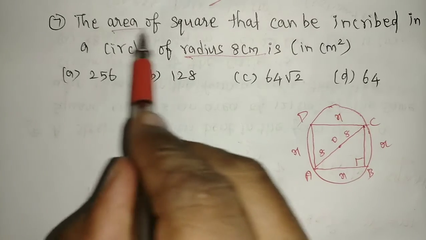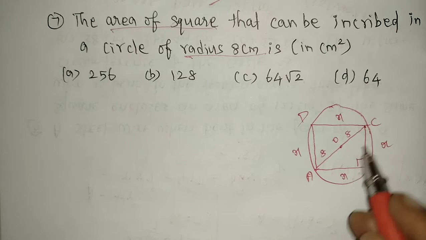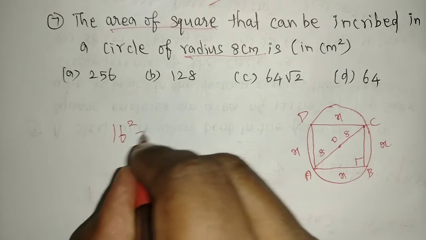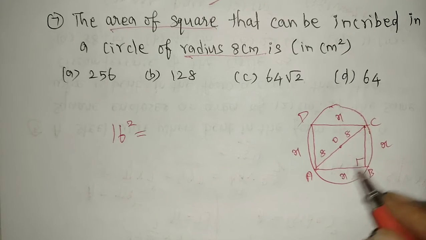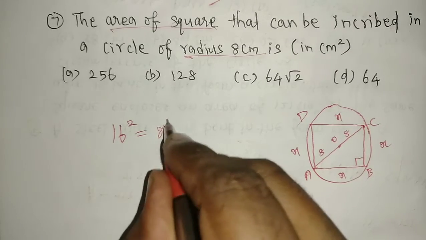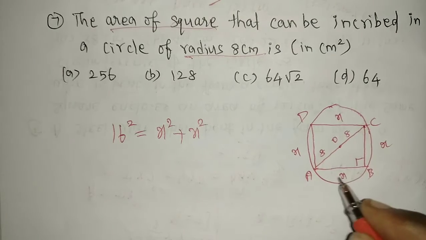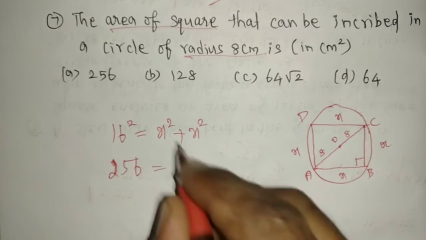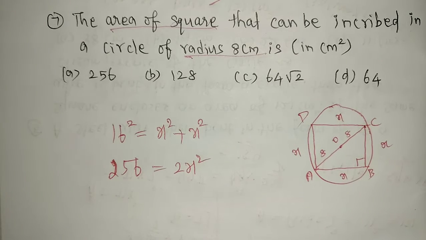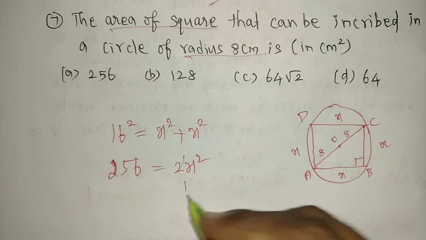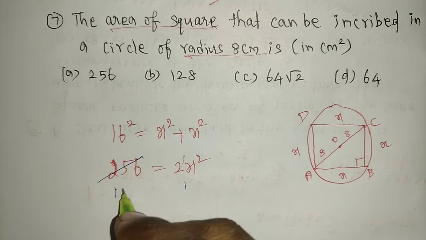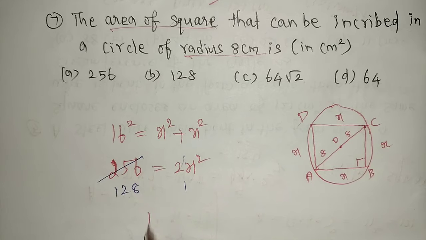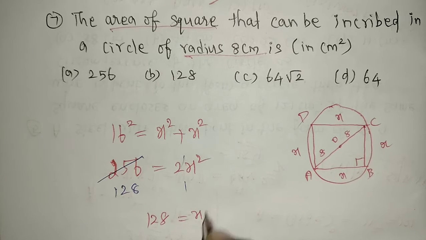Then only we will go for finding the area of the square. Better we can use the Pythagoras theorem. 8 plus 8 is 16, we know. The square of the hypotenuse is equal to the sum of the squares of the other two sides. That is the Pythagoras theorem. So I am getting x square plus x square, means this is 256, which is equal to 2x square. If we cancel this, what are we getting? So x square is equal to 128.